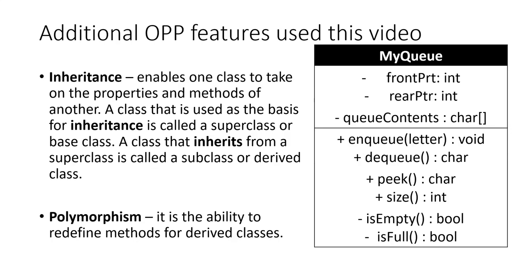And the additional OOP features that you'll get to see in this video are inheritance, because we're not going to make an entirely new class for our circular queue. We're going to build on what the myQ class is. We're going to take it from there. We're going to inherit the attributes and methods of that class and have them in our subclass or derived class.